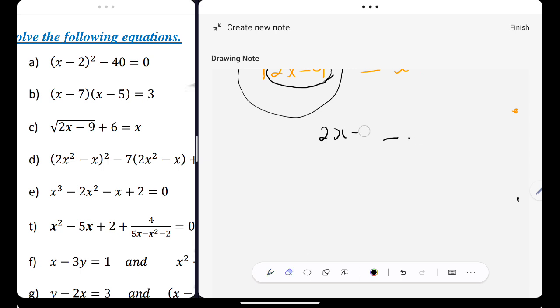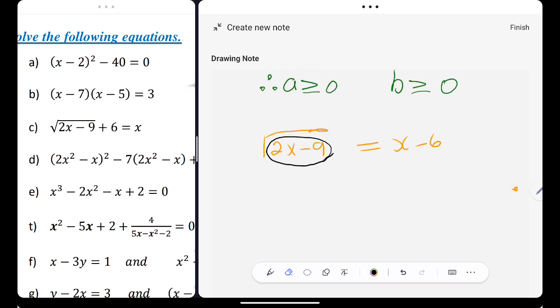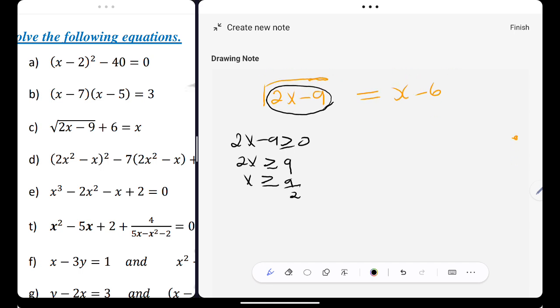Let me write it on the left hand side. That means we must have 2x minus 9 greater or equal to 0. That means 2x should be greater or equal to 9, and x is greater or equal to 9 over 2. Are you together? And then whatever is on the right hand side should also be positive, because there's nothing that you put under a square root and get a negative value.